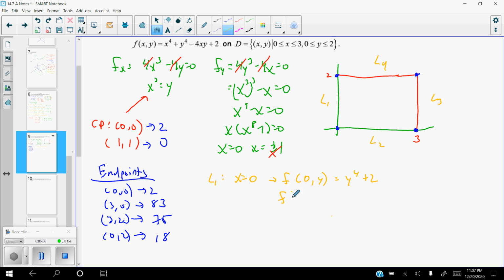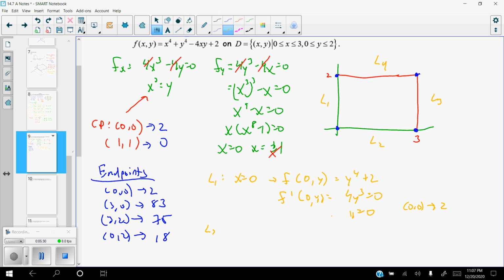We take the derivative of y to the fourth, which is going to be 4y cubed. Set that equal to 0. y has to be 0. If y is 0, plugging that back in, now we have x is 0, y is 0. We've already done that. That's at the point (0, 0), which we already know is 2.